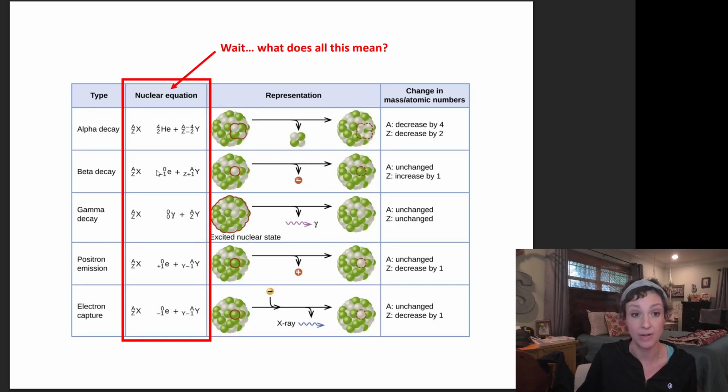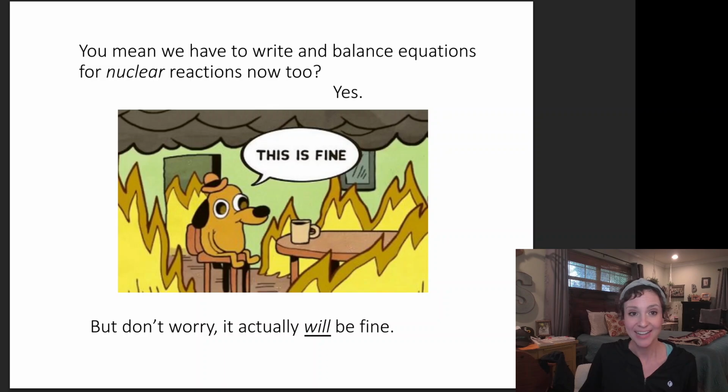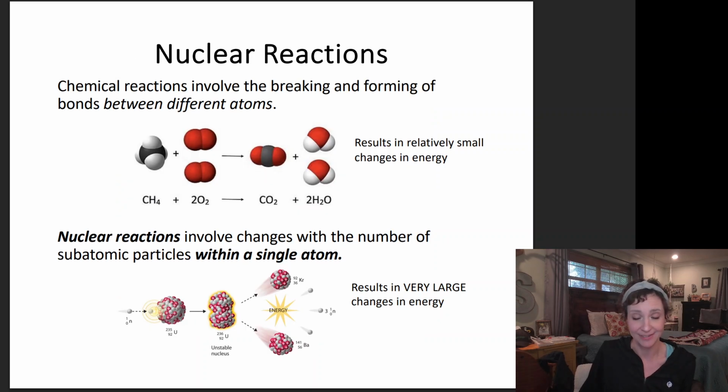Y'all are like, what? A nuclear equation? What does all of this mean? Well, do you mean we have to write and balance equations for nuclear reactions now too? Yes. But y'all, don't worry, it will actually be fine, I promise, okay? It's actually a lot simpler than chemical reactions.